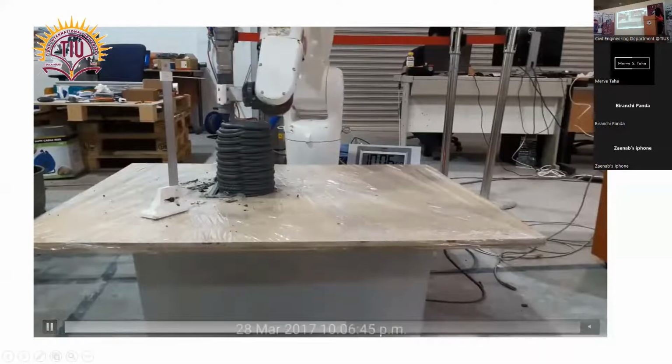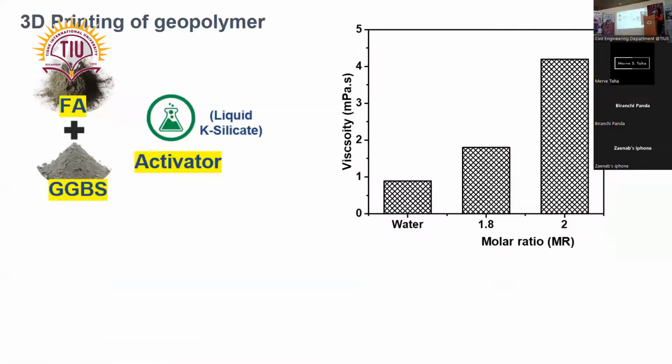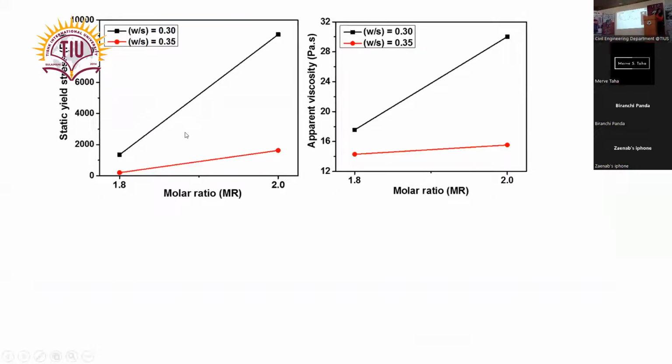You can see that these are the materials we normally use for making the geopolymer, and we are also very cautious about the viscosity of the potassium silicate that we use in the activator. For different molar ratios of activator, we end up with different viscosity, and as a result, different materials come with different yield stress and viscosity. So the main conclusion here is that in case of geopolymer, the activator or potassium silicate viscosity plays a bigger role in controlling the viscosity and yield stress of your final mix.